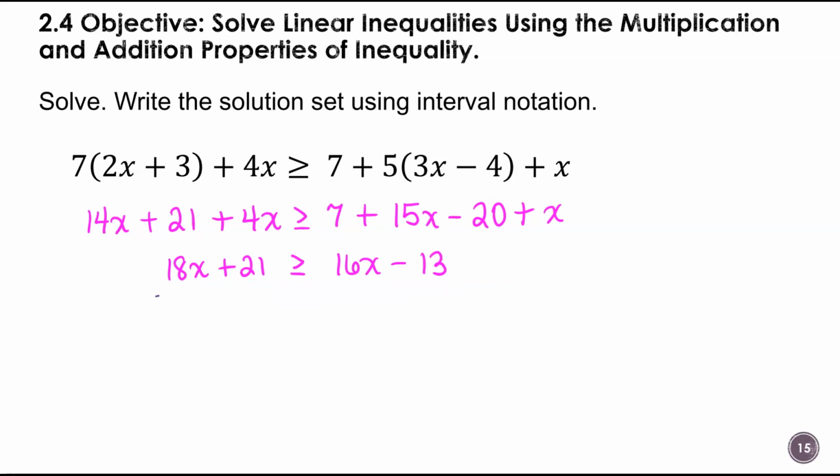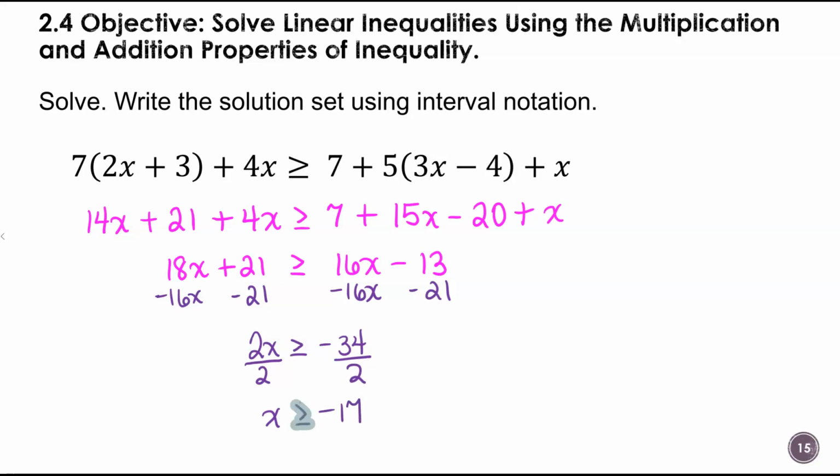All right, so I'm going to subtract the 16x so that my variables are on the left. Subtract 21. So my constant terms are on the right. And so that leaves me with 2x is greater than or equal to negative 34. Notice this time we're dividing by a positive number. So we divide both sides by 2. And x is greater than or equal to negative 17.